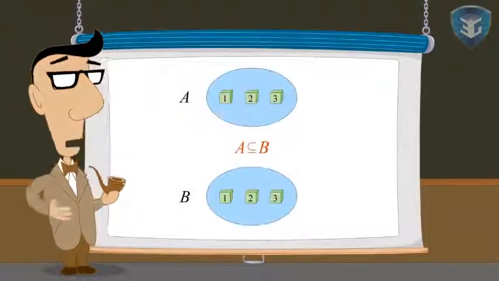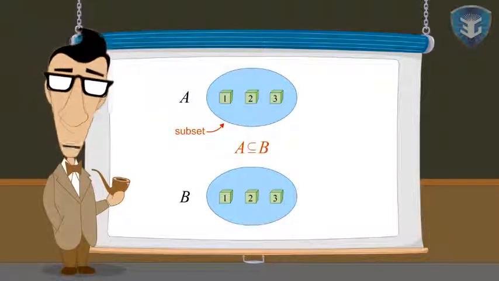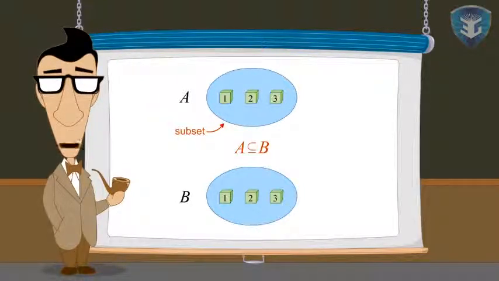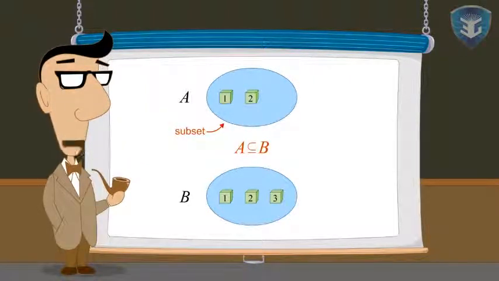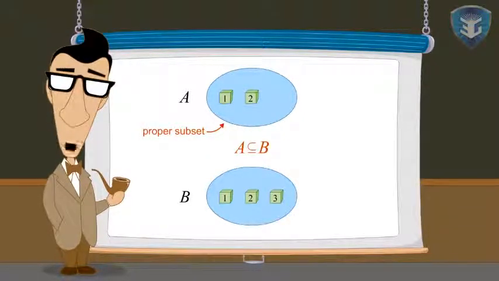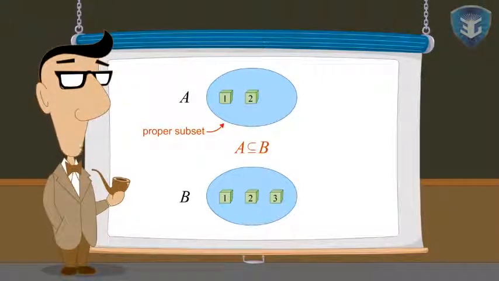So the subset symbol can be used whenever all the elements of A are also members of B, whether A has the same number of elements as B or has fewer elements. But when A has fewer elements, we can be more specific and call A a proper subset of B. We denote this using the proper subset symbol, which is the subset symbol without the line underneath.